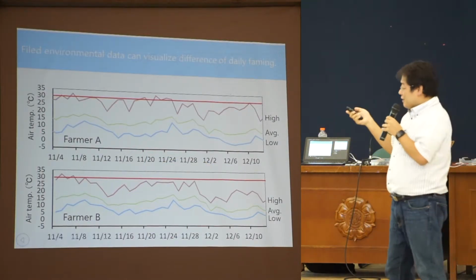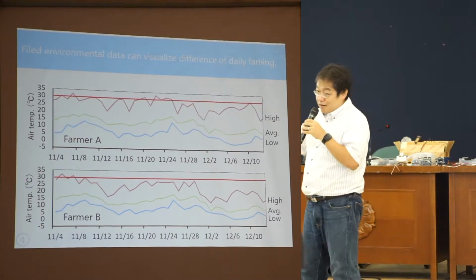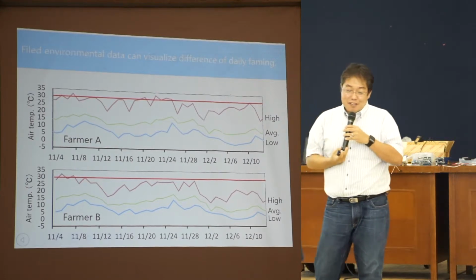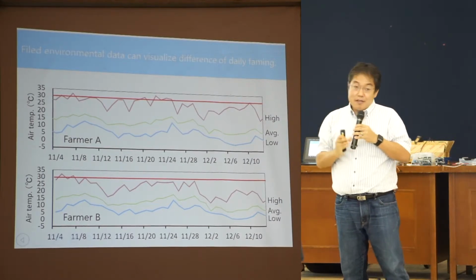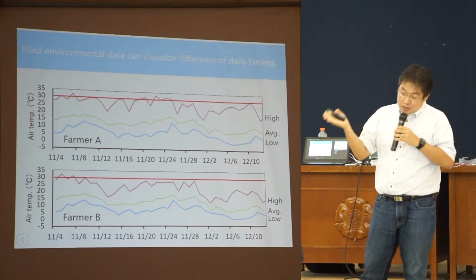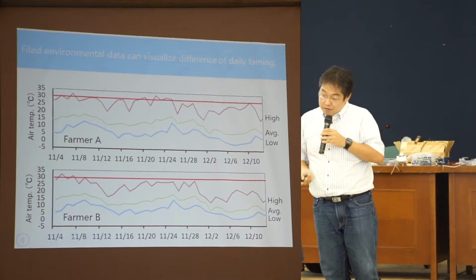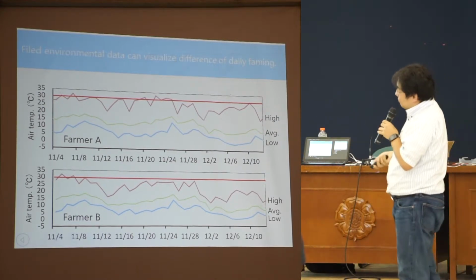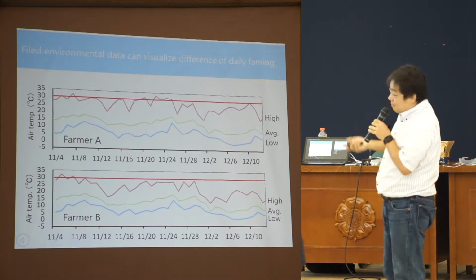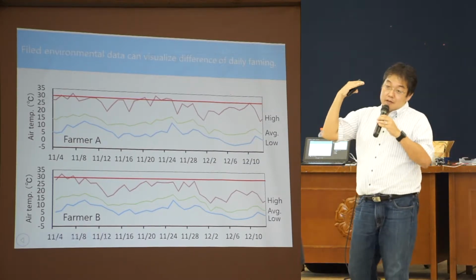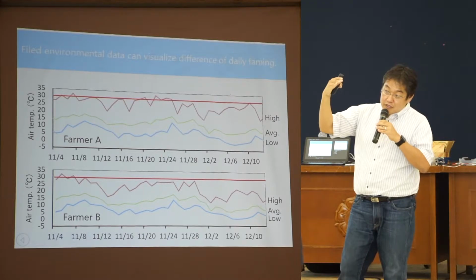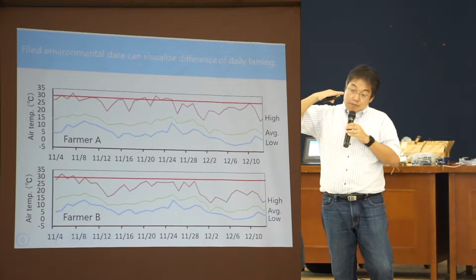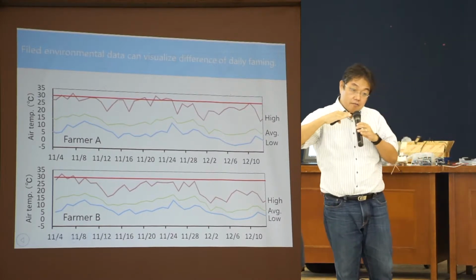This is information of the greenhouse. In Japan, winter season plant cultivation is very difficult. So we want to catch the environmental information in the greenhouse. For farmer A, this red line is the maximum or ultimate point for leafy vegetables. More than 30 degrees, and leafy vegetables have damage. So farmers have to keep it less than 30 degrees in general.